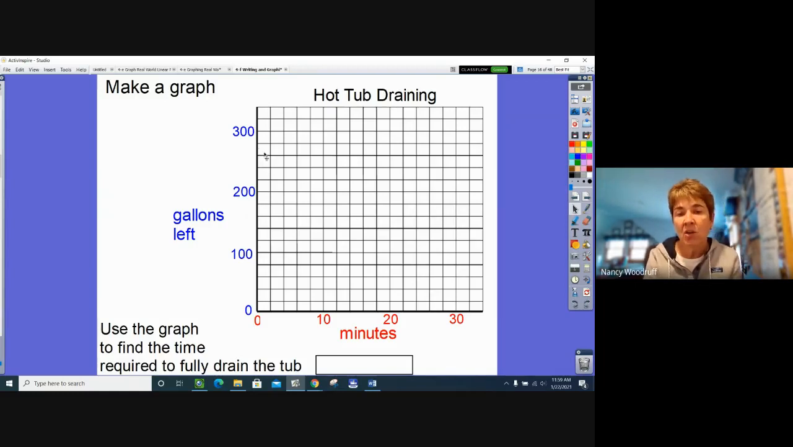And then what you're going to notice is this time your points are going to plot going down because the water in the tub is going out. So your gallons are going down. So don't be surprised. Plot your points, and then we'll draw our, I'm going to say line, and we'll talk more about that in a second.